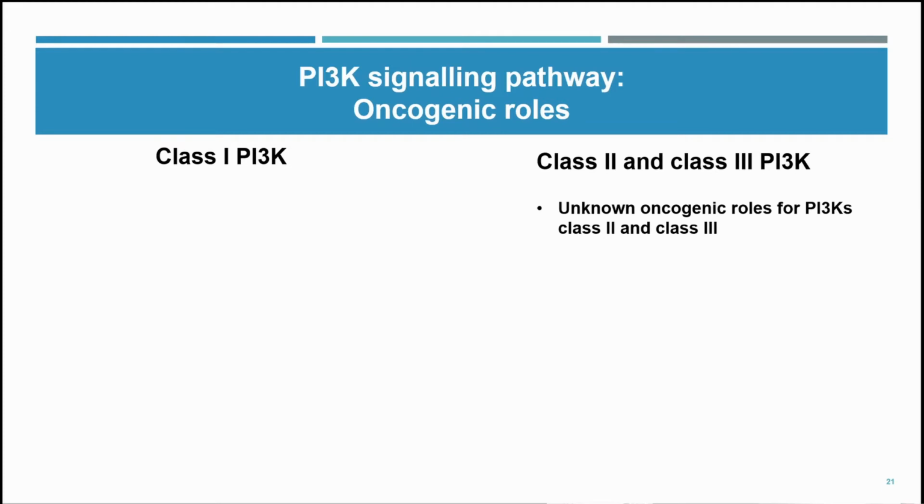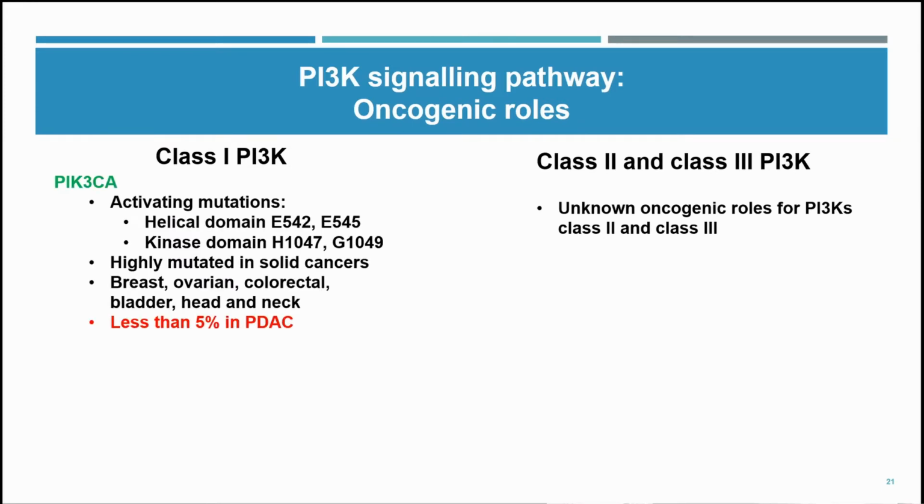For class 2 and class 3, we still don't know if they could have an oncogenic role. In class 1, there are activating mutations in PIK3CA, which is the gene that codes for the P110 alpha catalytic subunit. These mutations are mostly found at the helical domain and at the kinase domain. It is highly mutated in different solid cancers, but in pancreatic cancer, it is present in less than 5% of the cases. For the other isoforms, there have been amplifications and overexpression in certain cancers.